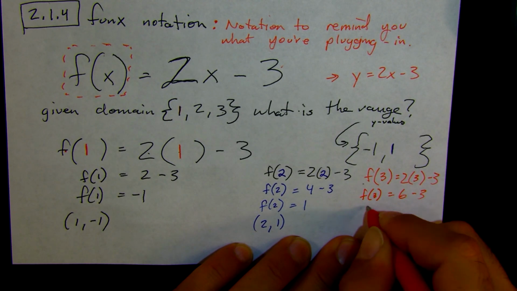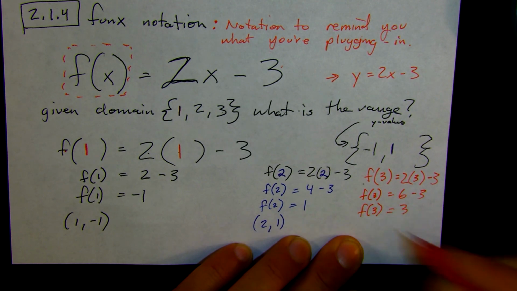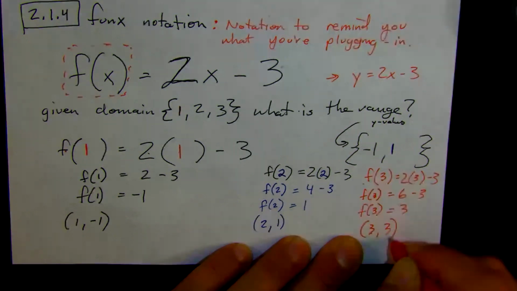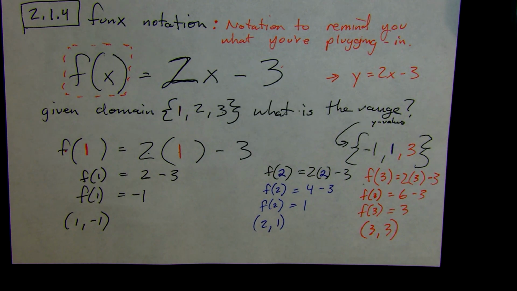All right, so then you don't touch that left side. That just reminds you what you plugged in. I plugged in 3 for x. I get 6 minus 3. So f of 3 is equal to 3. So we get 3, 3. So I'm going to put my last number in there, 3.